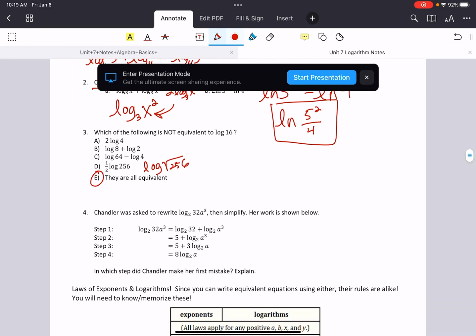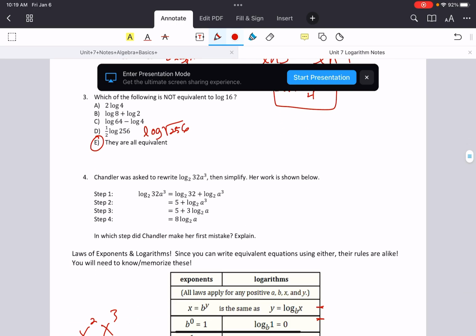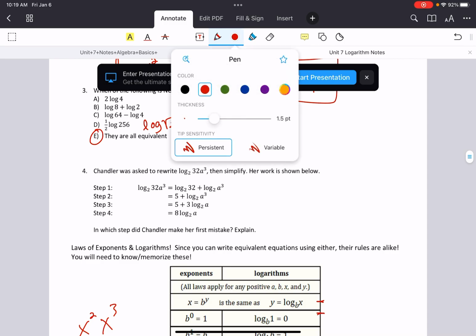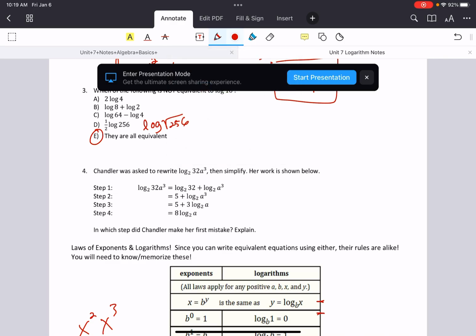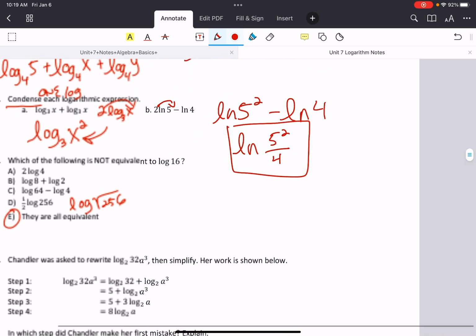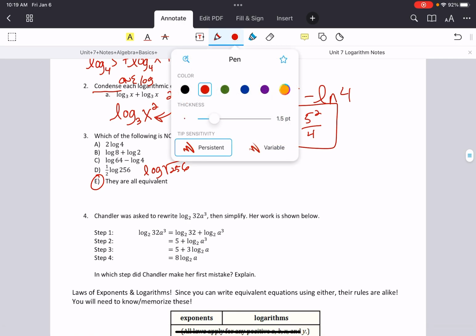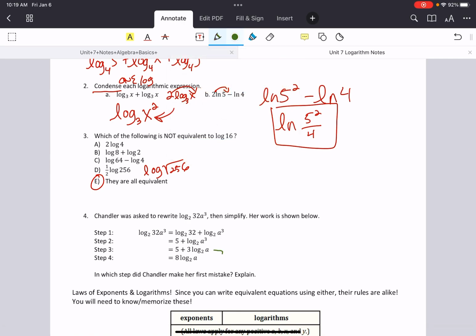Okay, someone else new from today. Tell me, raise your hand and tell me where is Chandler's mistake and why. Chloe. Step 3, because addition is actually multiplication. Because what? Because the addition is meant to be technically multiplication. Where? That is a wonderful guess, but no.